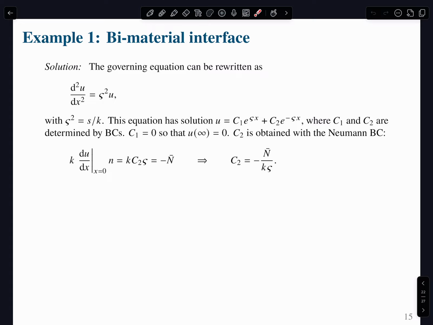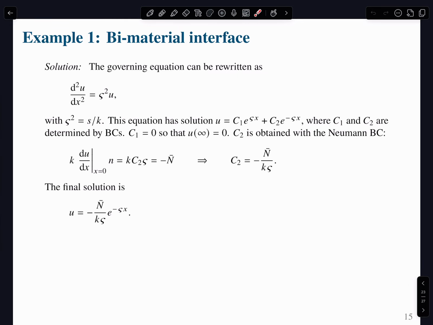So let's apply the derivative of this function. If I differentiate this twice, I can apply the first derivative. I can use the first derivative to obtain the value of C2 by looking at the Neumann boundary condition. Remember that in order to get the constant related to the Neumann boundary condition, I simply need to use the first order derivative.